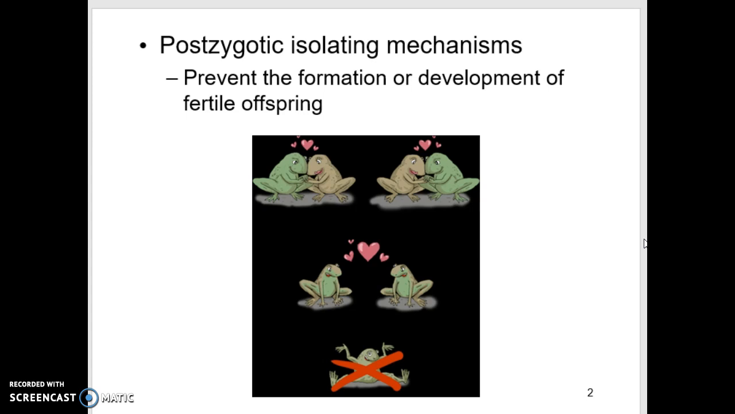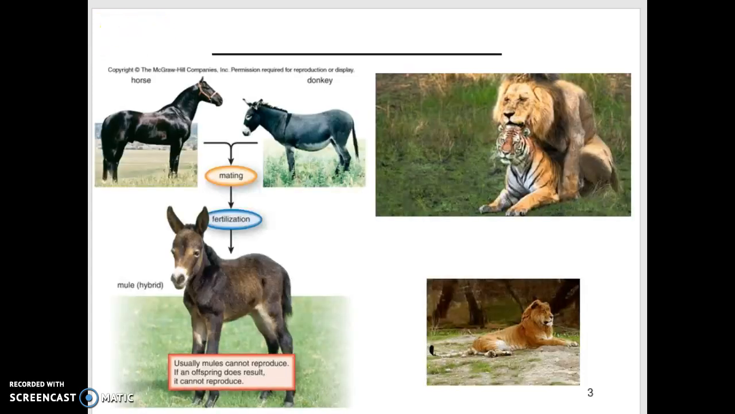Zygotes have already formed. So our little cartoon here, you have two different frogs, they mate, they produce offspring, then those offspring try to produce further offspring, and you know what? It doesn't work. That individual dies, or those individuals are not fertile, whatever the case may be. So there are several examples of post-zygotic isolating mechanisms we want to explore here. Okay, the first one that we'll explore is what is called hybrid sterility.